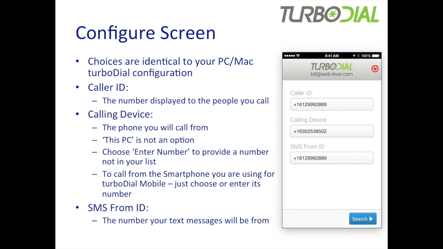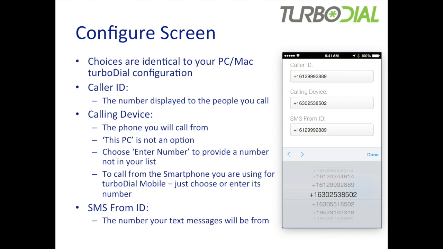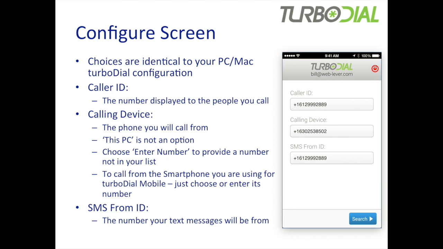My calling device is the number I'm going to actually use to make my phone call. This is the phone that's going to be called first when I start a call. And once I answer that phone, then the person I'm calling will be connected. In this case, I've chosen 8502. And then, as you know, the SMS from ID is the phone number that will be displayed on the text messages that I send.